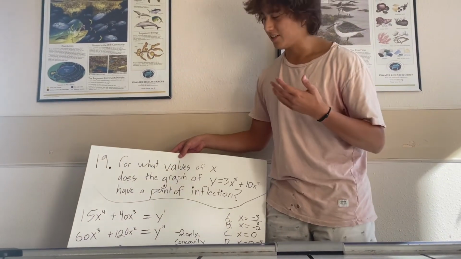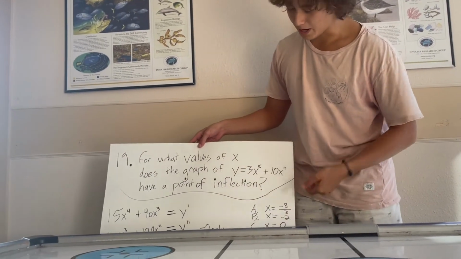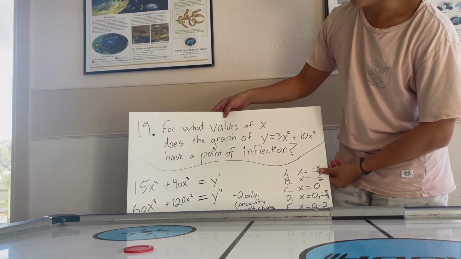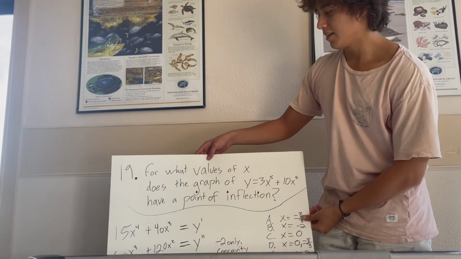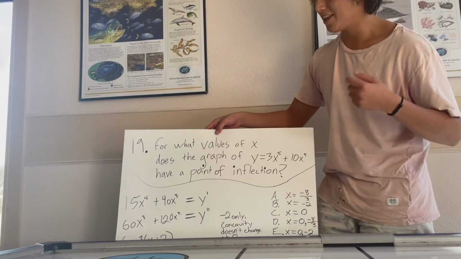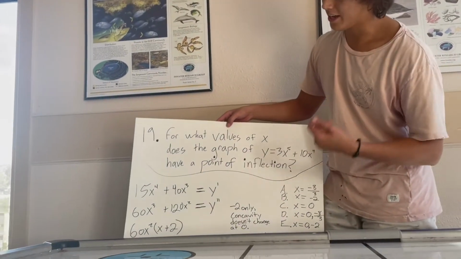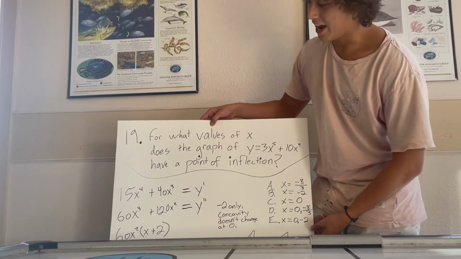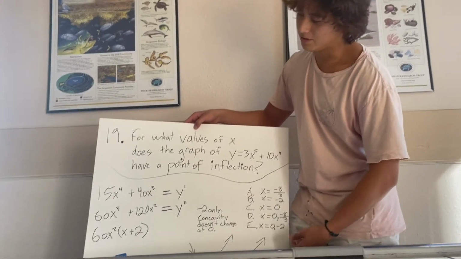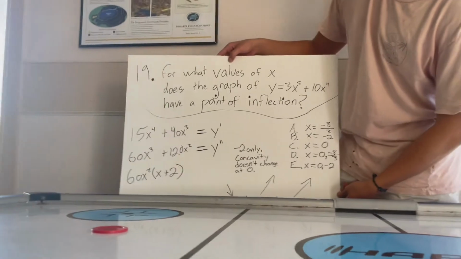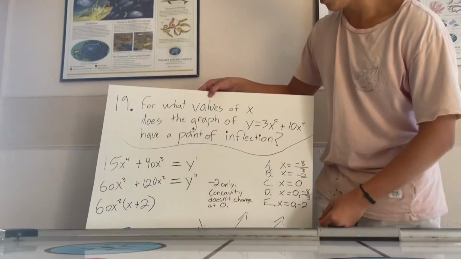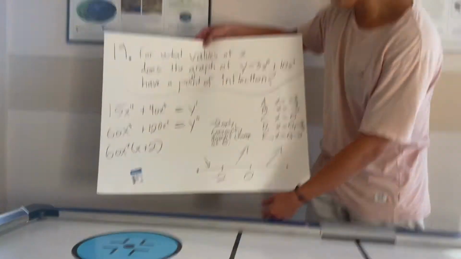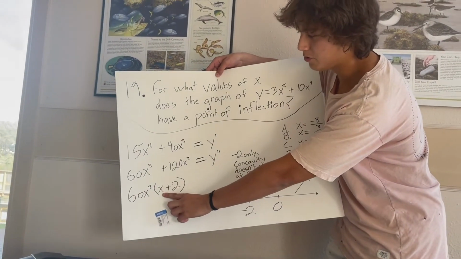So first you will have to find the first derivative by using the power rule, and that comes out to be 15x to the 4th plus 40x to the 3rd. And then you'll take the second derivative, and that comes out to be 60x to the 3rd plus 120x squared. And then you will have to factor it, and that comes out to be 60x squared times the product of x plus 2. And now you will have to set it equal to 0, and that gives you -2 and 0.